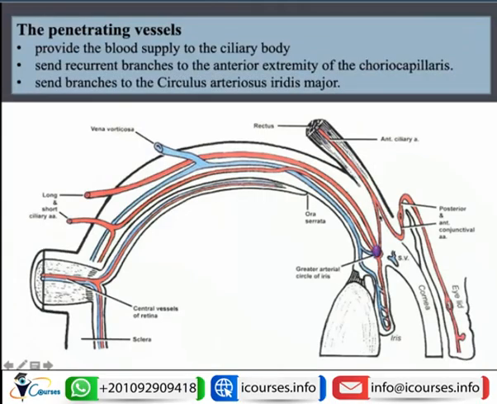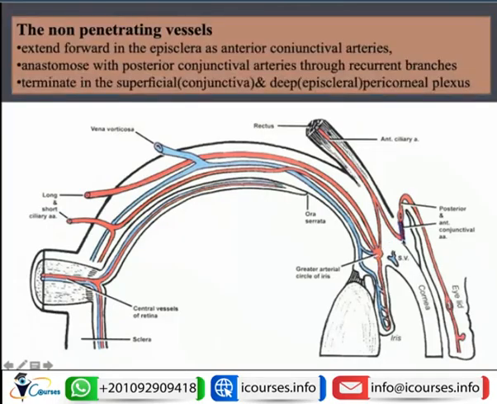The penetrating branch that will perforate the sclera will share in the formation of the ciliary body, and in the formation of the circulus iridis major present in the ciliary body. It will send branches to share in the formation of the choriocapillaris, while the non-penetrating artery will continue forward as the anterior conjunctival artery that will meet the posterior conjunctival artery 4 millimeter away from the limbus to form the pericorneal plexus. So this will lead to the network of blood vessels that will be injected in case of ciliary injection.